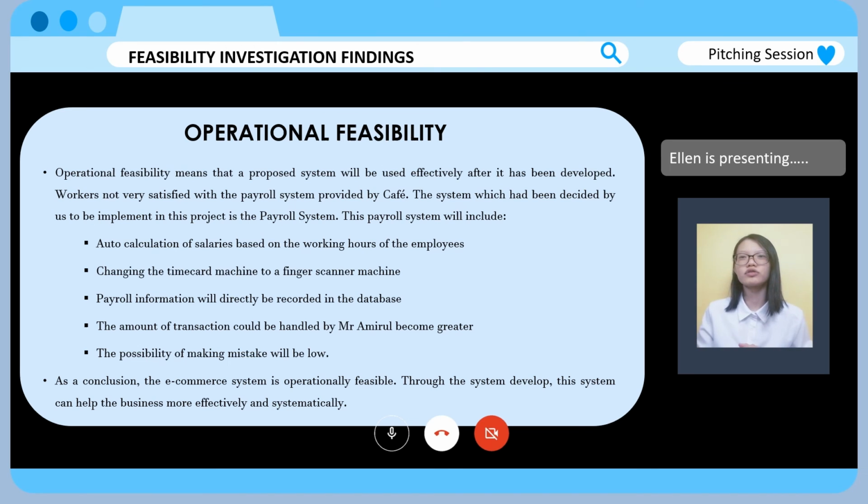In addition, the amount of transactions that could be handled by Mr. Amirul becomes greater. For instance, with the new system, he may handle about 10 workers in a day, as the payroll transactions will be recorded and listed properly in the database system. As the payroll transaction is being handled by the system rather than people, the possibility of making mistakes will be low. As a conclusion, the new payroll system is operationally feasible. Through the system developed, this system can help the business more effectively and systematically. That's all from me. I'll pass the presentation to Navanie.